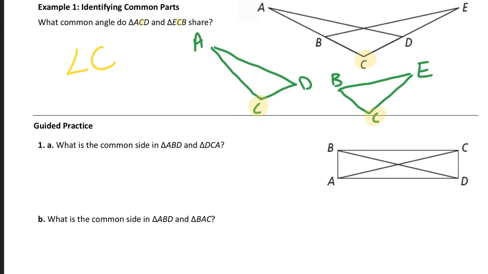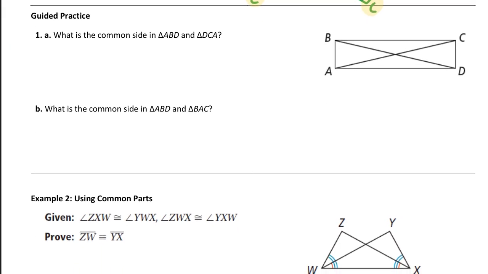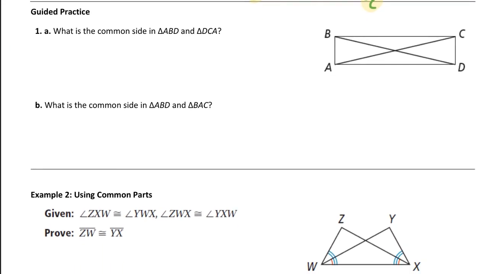So I wanted to throw in a guided practice to get you guys to have some practice redrawing triangles and then finding the common sides between those two triangles. So A and B do two different things. So pause the video, redraw the triangles for A, redraw the triangles for B, and see the common sides that those triangles have. When you're ready, resume the video.